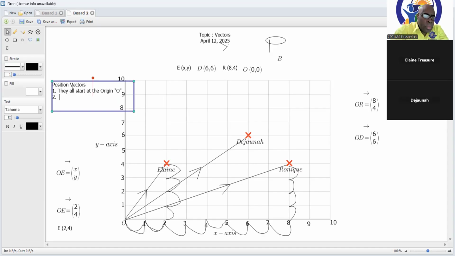When you start from the origin, you go in a straight line. Okay, that's good. All vectors go in a straight line. But there's something else that's common to all position vectors. The vectors are represented by a straight line with an arrow in between. All right, please make note of that.